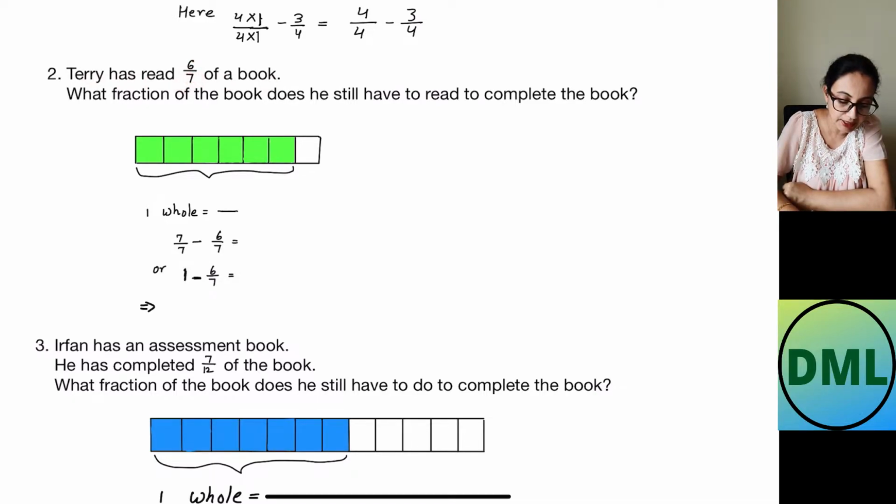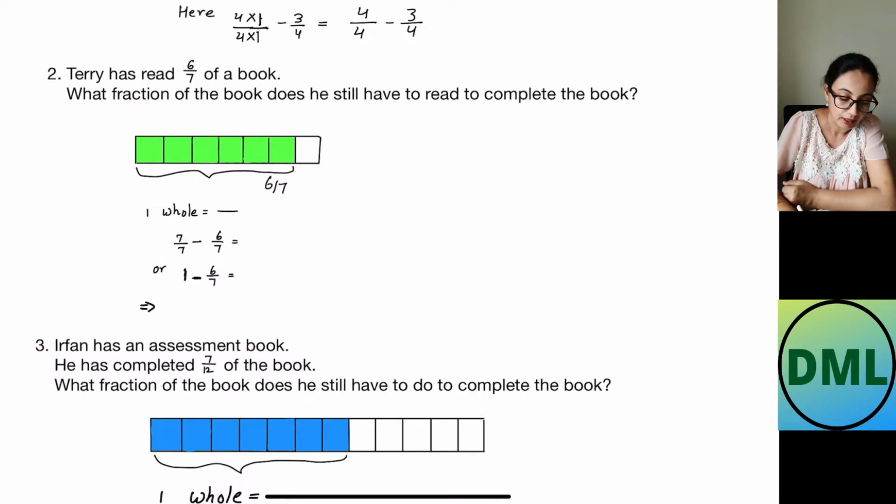Out of 7 parts, he read 6 parts. As you can see, I have shaded 1, 2, 3, 4, 5, 6 parts. So this part is 6 by 7. 6 by 7 of the book is already read by Terry. What is he asking? He is asking what fraction of the book he still has to read to complete the book. So how many parts are unread?